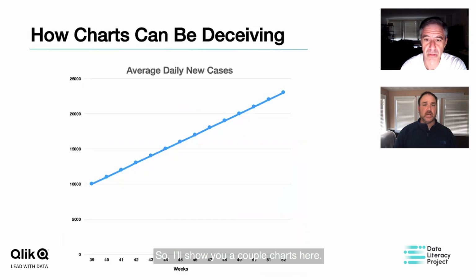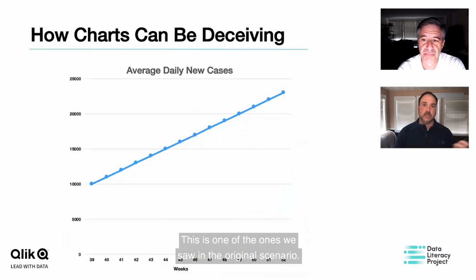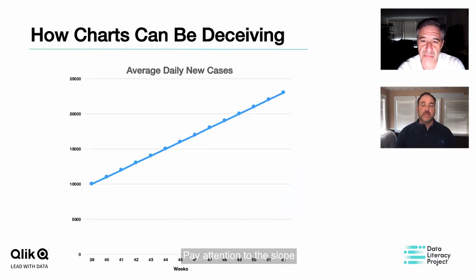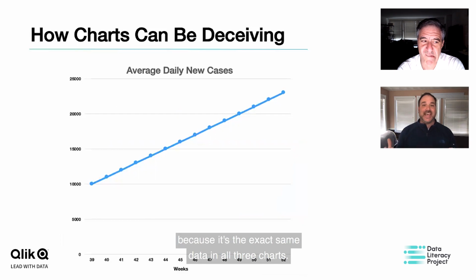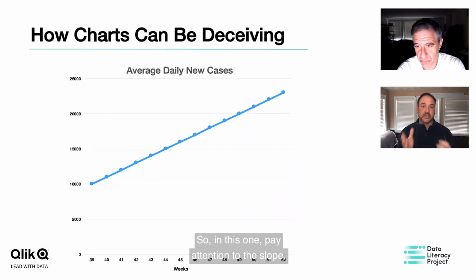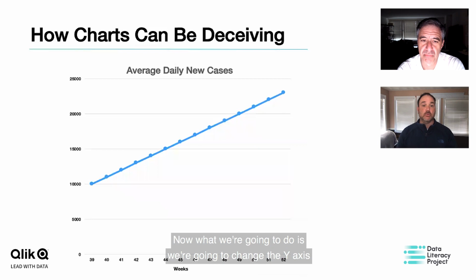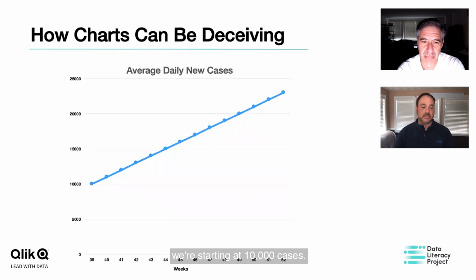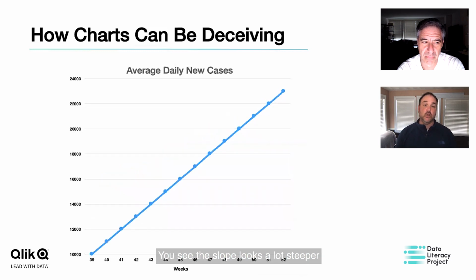So I'll show you a couple of charts here. This is one of the ones we saw in the original scenario. Pay attention to the slope because it's the exact same data in all three charts. So in this one, pay attention to the slope. Now what we're going to do is change the y-axis to not start at 0, but to start at the lowest value. We're starting at 10,000 cases. You see the slope looks a lot steeper than it did on the previous chart.